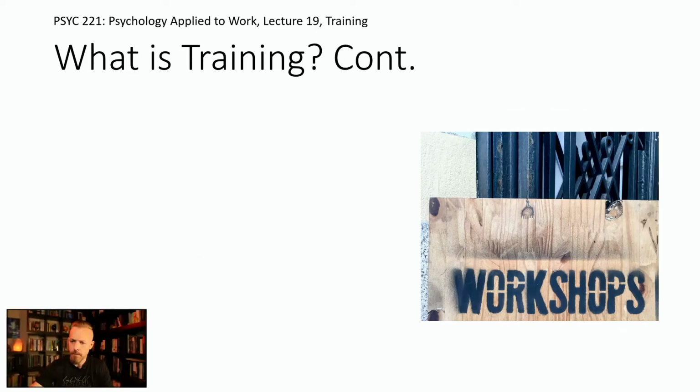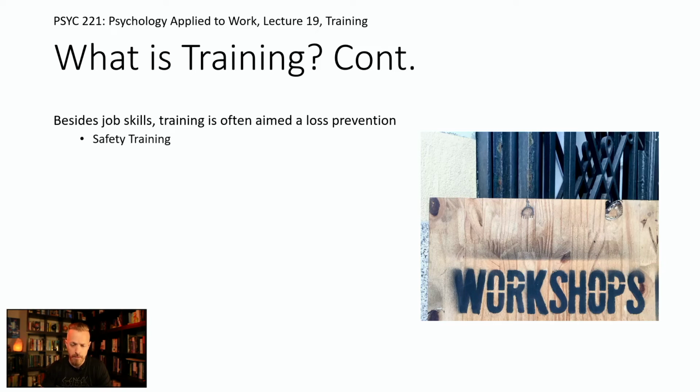So let's just continue on this theme a little bit. What is training? What do we aim it at? It isn't always job skills. Some of it could be knowledge related. So accidents at work can be very tragic, and on top of that, they represent huge liability to organizations, and a lot of effort is spent to train and then update that training to maintain a safe work environment.